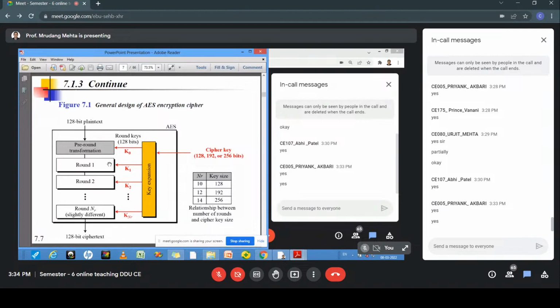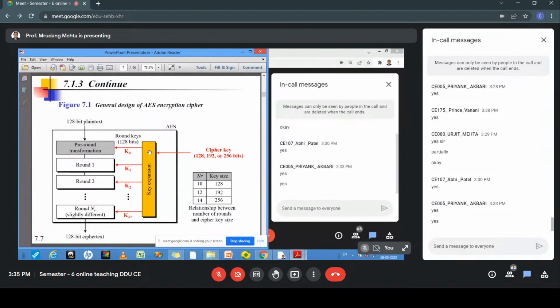So the steps involved in a round are discussed, and basic AES includes round 1, round 2 up to round NR, plus one pre-round, right? So one pre-round plus NR rounds. If it is 128 key size, then the number of rounds is 10. If 192 is the key size, then the number of rounds is 12. And if key size is 256, the number of rounds is 14.